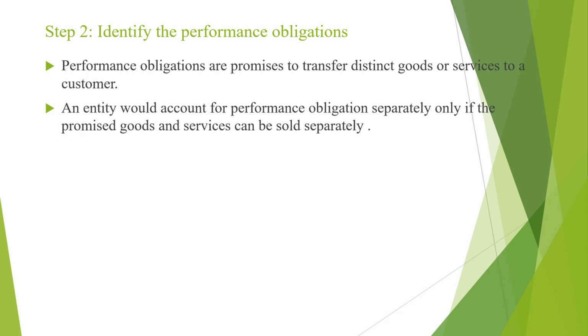When I talk about distinct goods, those are separately identifiable goods and services. So the entity would account for the performance obligation separately if the promised goods and services can be sold separately. That is what I meant. They should be identifiable separately.